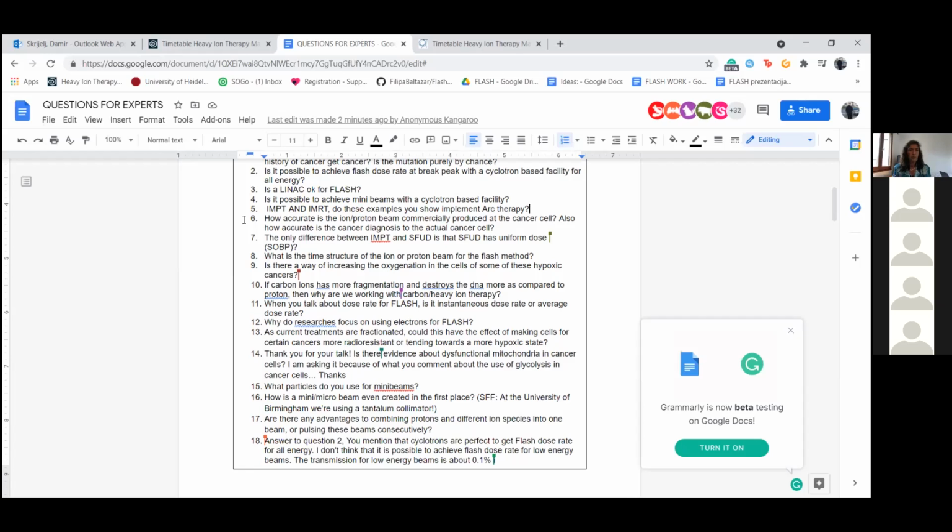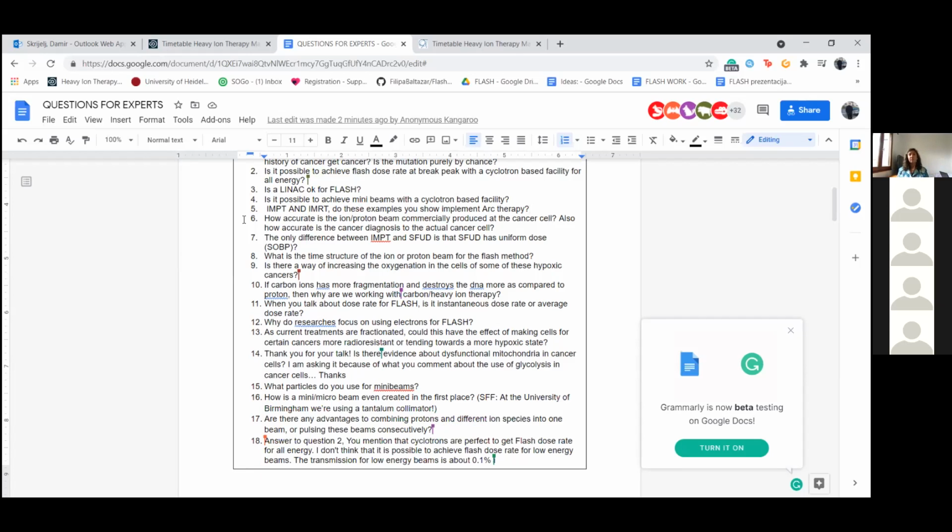So question 18: you mentioned that cyclotrons are perfect to get FLASH dose rate for low energy. I don't think that it's possible to achieve FLASH dose rate at low energy beams. What do you mean by low energy beams? You mean like 90 MeV per nucleon? Is that what you mean? Because the FLASH rate just depends on how many protons I give per unit time. It doesn't really depend on energy.